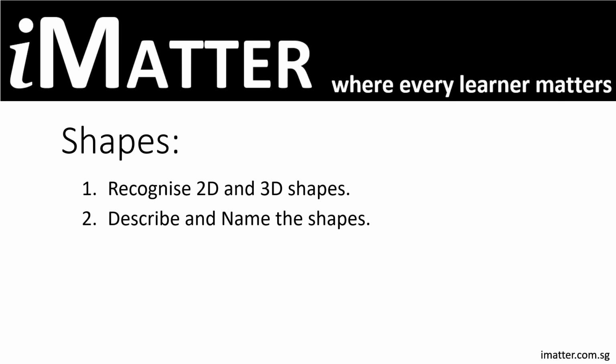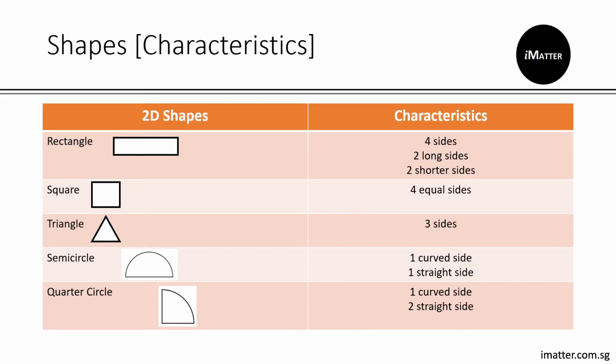Now as for shapes. Under shapes, you must be able to recognize 2D as well as 3D shapes and describe and name the different shapes that is shown to you. Now over here is all the 2D shapes that you must know. On the left side, I have written their names as well as shown you pictures of them, and on the right hand side, I have showed you their characteristics. So you can pause and take a read. Now you must be able to know how to describe them. So if I were to cover the right hand side, you should be able to describe the different characteristics for the 2D shapes on the left.